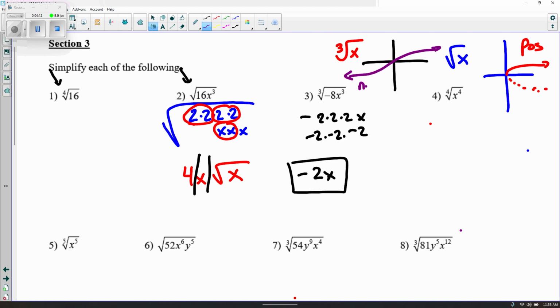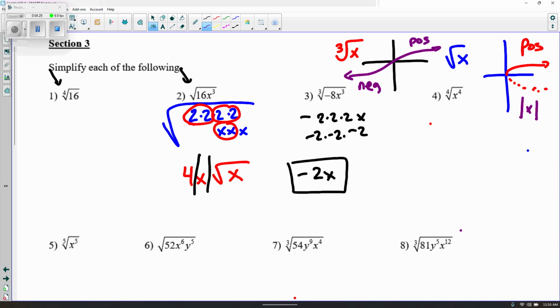So we have negative answers, and we have positive answers. So that's why we don't need this. This one we need absolute values. This one needs absolute values. This one doesn't. Okay? So just things to do.